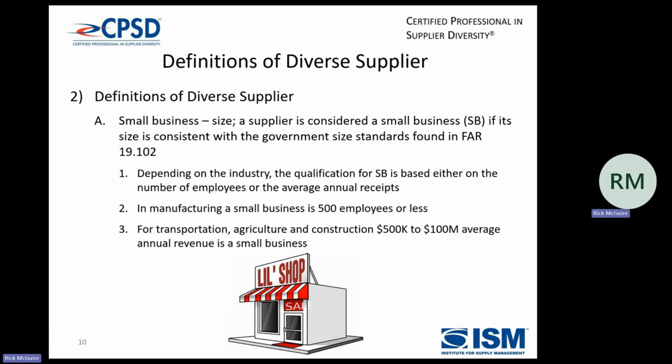So 500,000 to 100 million average annual revenue is a small business. So under 100 million, basically, average annual revenue for transportation, agriculture, and construction.